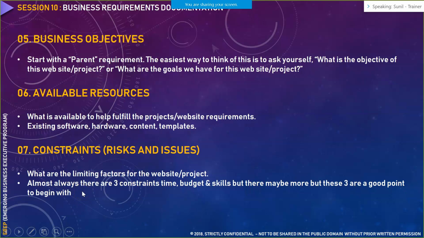Then there are almost always three constraints: time, budget, and skills. If these are part of your project, then you have to include them in your business requirement document as well. Essentially these three are some of the basic constraints that need to be highlighted in a business requirement document.